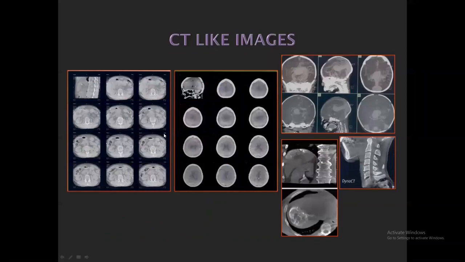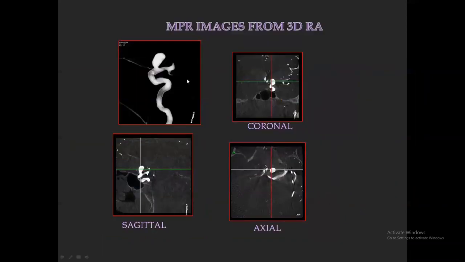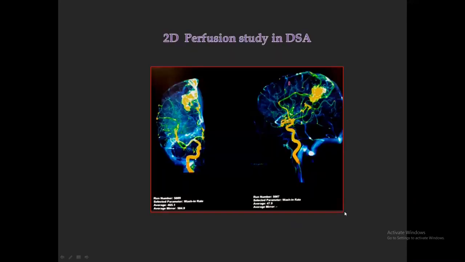And from the 3D rotational angiogram, you can make MPR images, multiplanar reconstructed images, like axial images or coronal images or sagittal images, or any oblique plane images we can make, like in CT images. See, MPR images of blood vessels, or MIP images also we can obtain, in which we can measure the exact size of the aneurysm, see the neck of the aneurysm, etc.